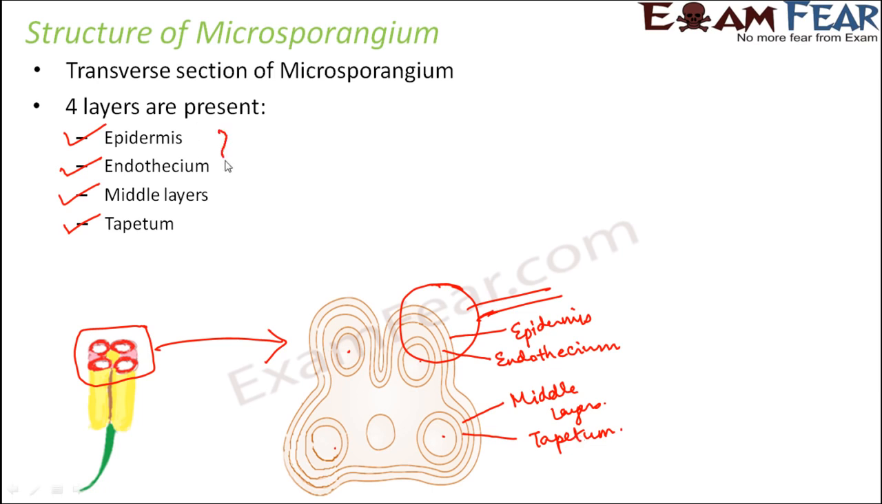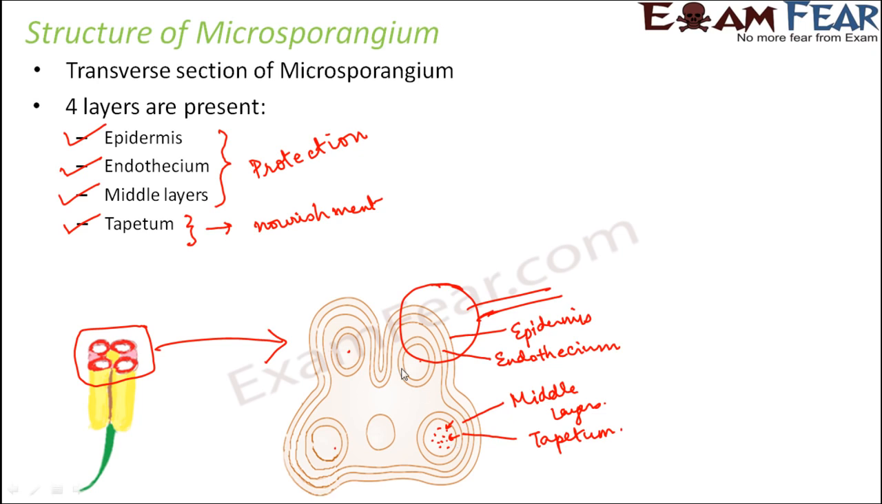So the first 3 layers, that is epidermis, endothecium and middle layers, ensure protection. They ensure that the microsporangium is safe inside. So their job is only to protect it. So you have so many layers, 3 layers just for protection. What about the innermost layer, that is tapetum? Well, it provides the nourishment to the pollen grains. So it is going to provide nutrition and everything to the pollen grains, because gradually the pollen grains are going to be formed somewhere here. So the nutrition and everything comes from the tapetum layer.